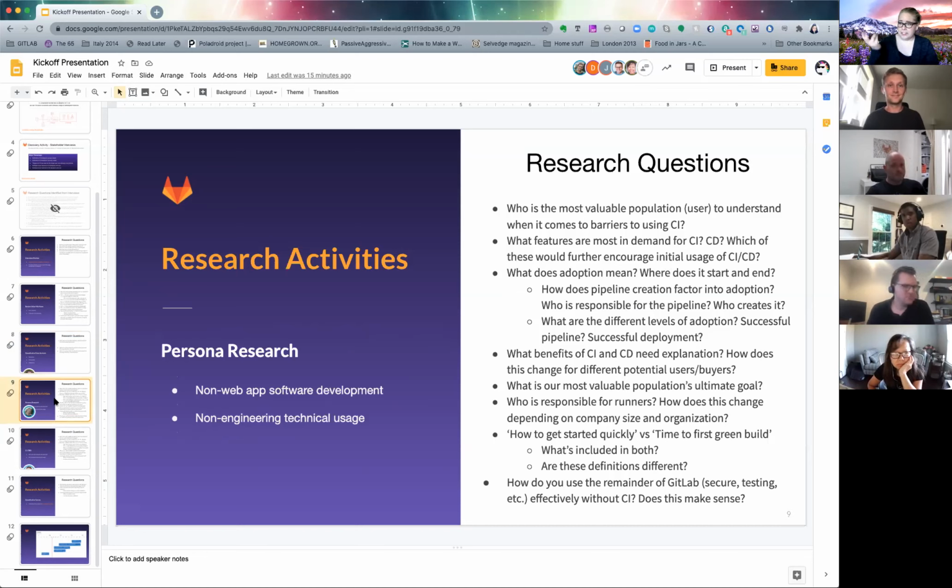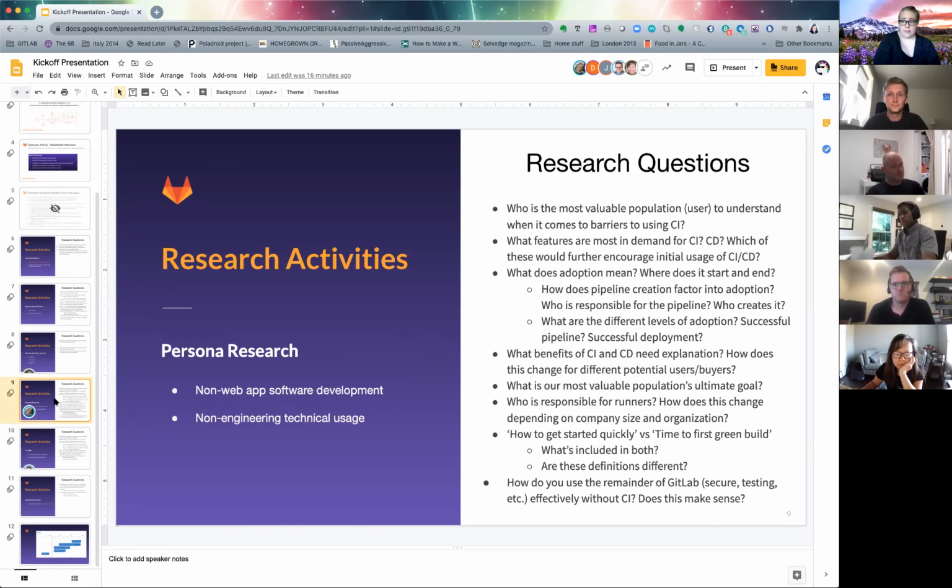Speaking of people, persona research is the next piece that we're going to dive into. In talking with everyone, it became really apparent that there are two groups that we might need more information about. Non-web app software developers, teams. From what we understand from talking to everybody, we tend to focus on the web app people in either our documentation, our marketing, our messaging, whatever it is. So Andrej and I talked and we decided that that is definitely a persona that we want to explore more.